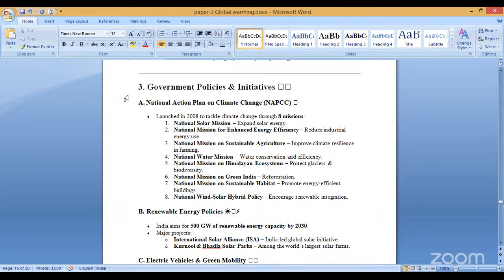The National Wind-Solar Hybrid Policy encourages renewable energy. India aims for 500 gigawatts of renewable energy capacity by 2030. Major projects: the International Solar Alliance, ISA, through which India leads a global solar initiative. Kurnool and Bhadla solar farms are among the world's largest solar farms.